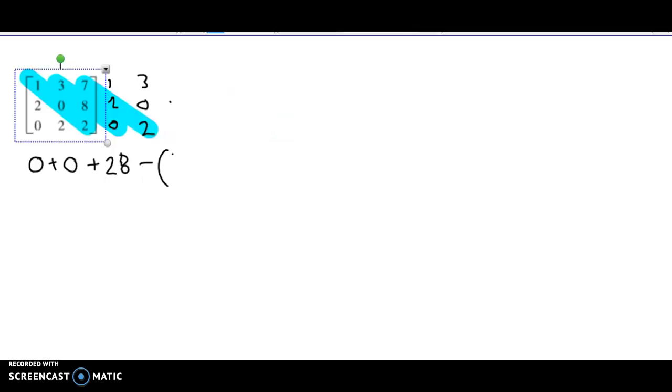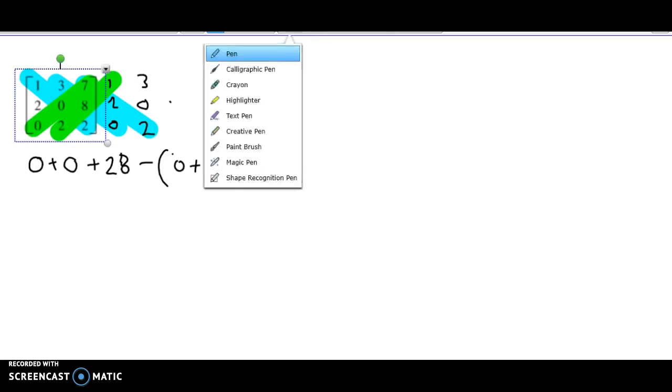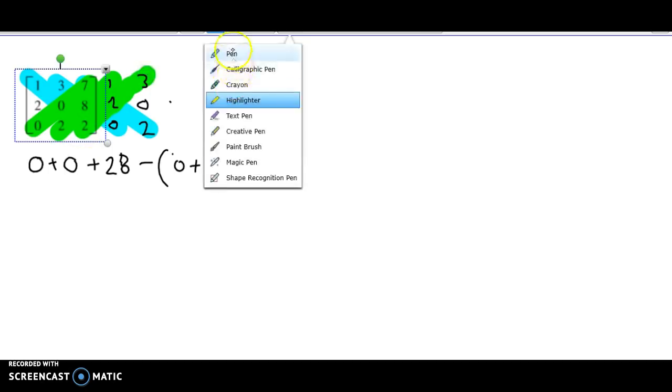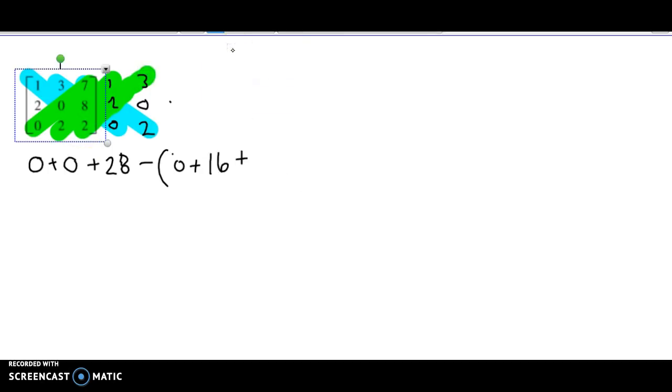I'm going to change highlighters and go from the bottom. So I have 0 times 7, which gives me 0, plus 2 times 8 times 1, which gives me 16, plus the last one, 2 times 2 times 3, which is 12.